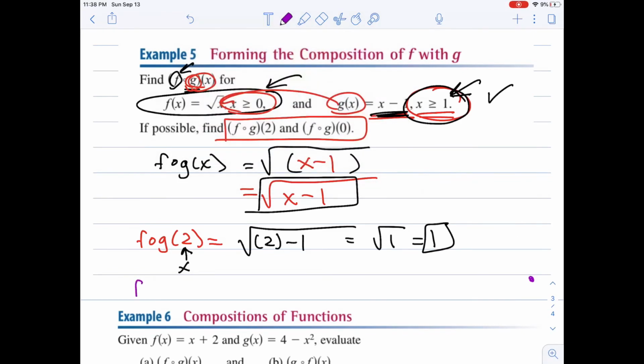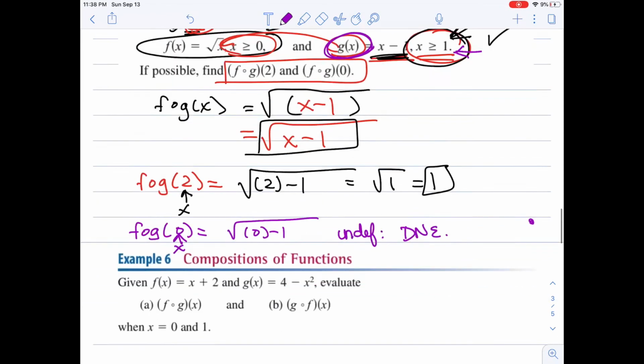But what about f of g of 0? So remember, we go like this, 0 minus 1. Now this is a problem, because this input of x, if I check this domain here, is not greater than or equal to 1. So we can't input it to this function because it doesn't meet the domain. So we would say this is an undefined function, or you could say it doesn't exist.